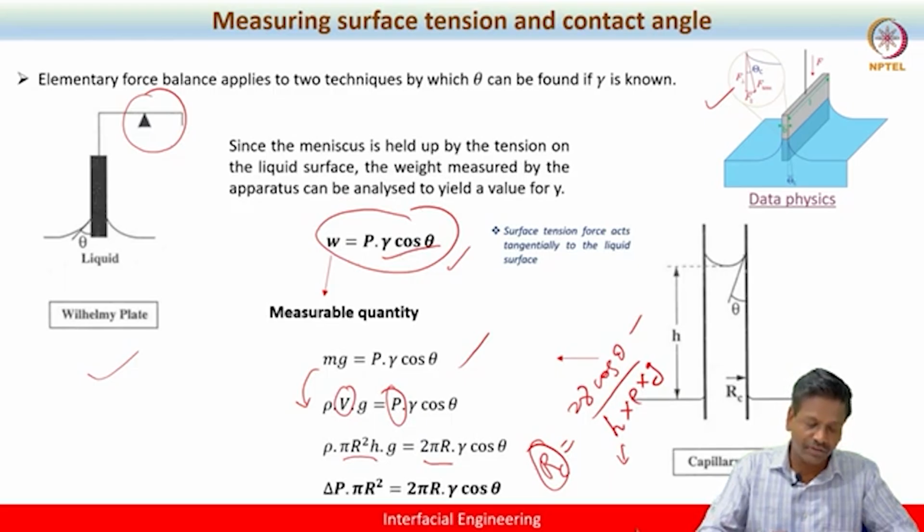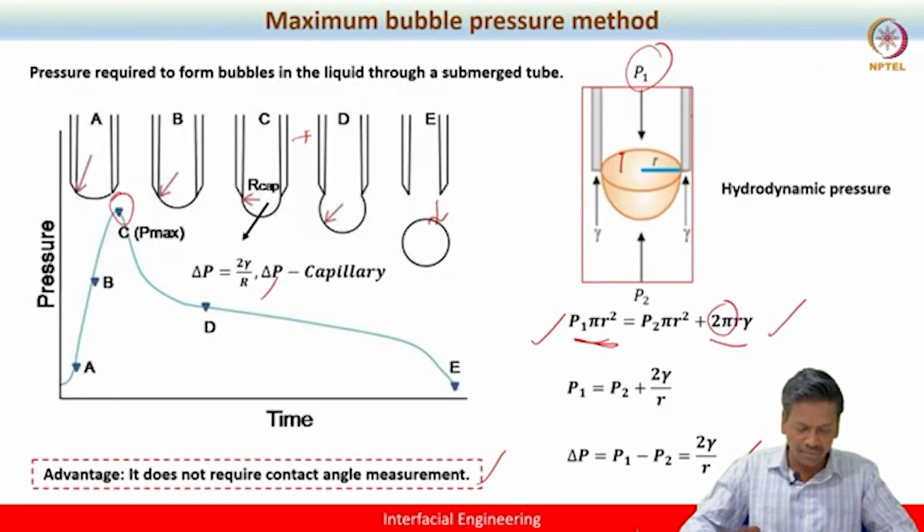All you need is the perimeter, and you need to measure the weight of the liquid acting on the plate. Then one can easily measure gamma. In this case also you don't need to measure theta. With the sophisticated instruments we have today, you don't need to really worry about theta. And in the maximum bubble pressure method also, we don't need to worry about theta.